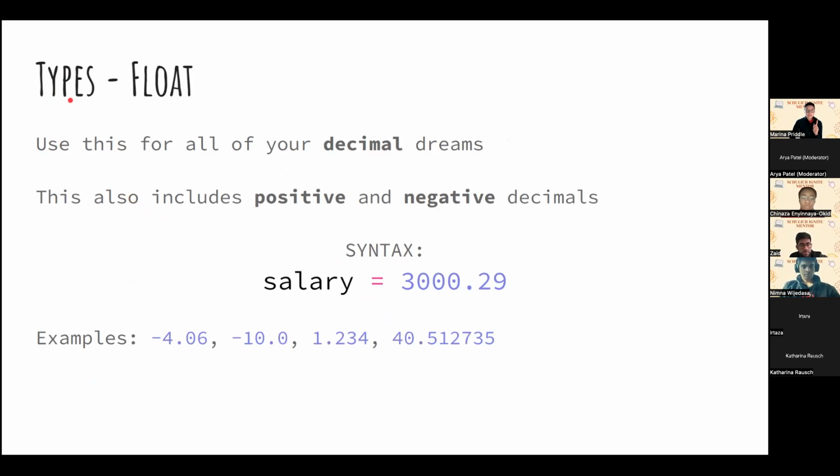Now, there is another type, it's a float. Float is used for all your decimal dreams, okay? This also includes positive and negative decimals. For example, a salary, 3,000.29. These would be your floats. For example, I don't know what grade you're in, but you probably are familiar with pi, right? Is pi an integer or is pi a float? Float, yes, exactly.